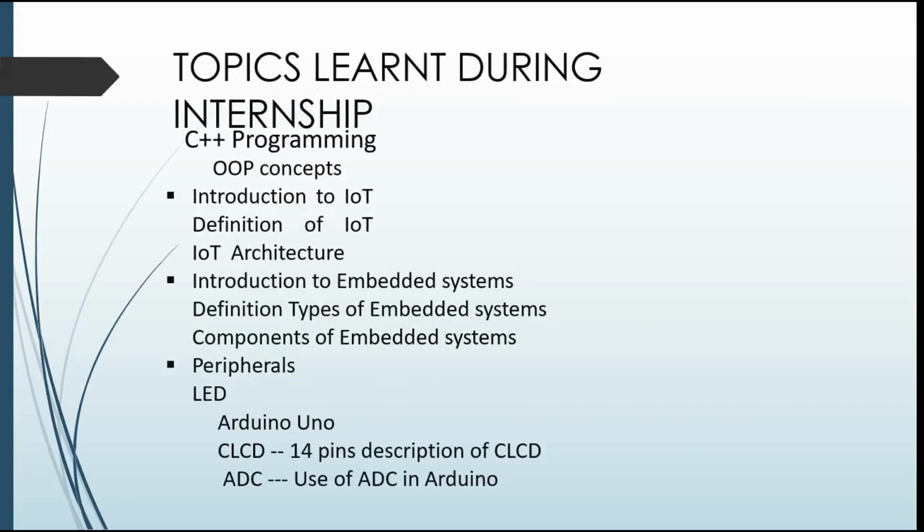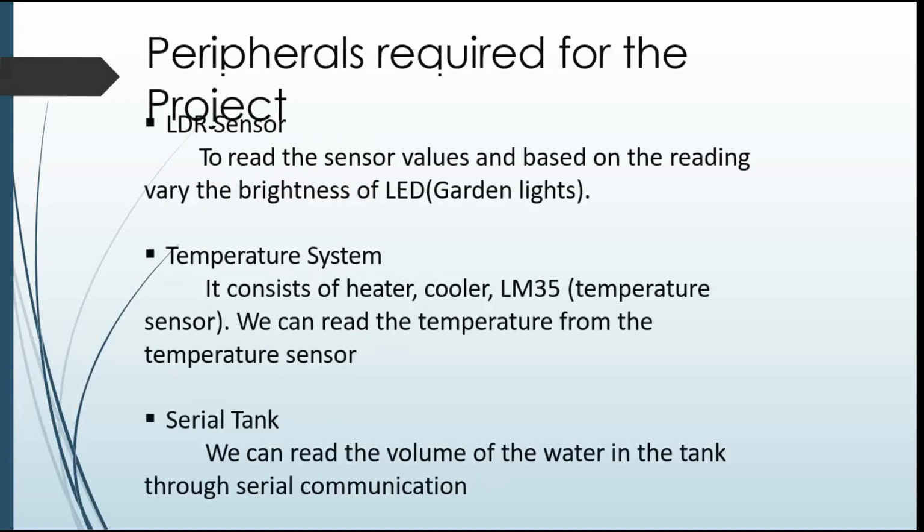After learning C programming, we learn about C++ programming. In C++ programming, we learn OOP concepts and various other things. We learn about IoT introduction, definition, and its architecture. Along with it, we learn about embedded system definition and components of an embedded system. And in embedded systems, various peripherals are used, such as LED, Arduino Uno, CLCD, ADC, LDR sensor, temperature sensor, and serial tank.